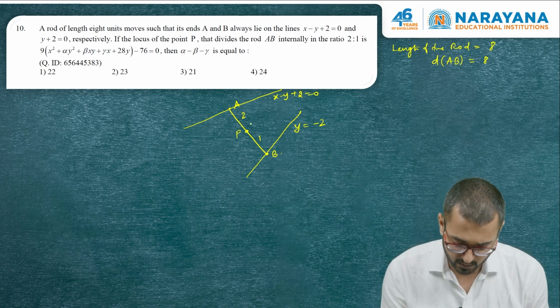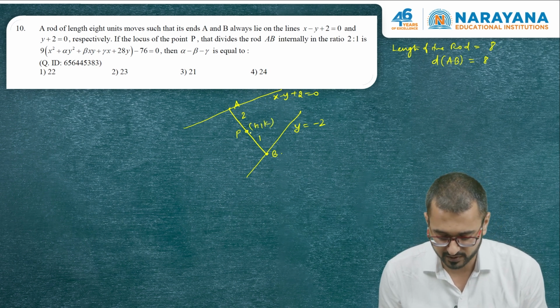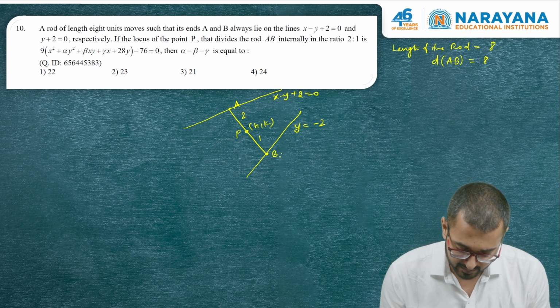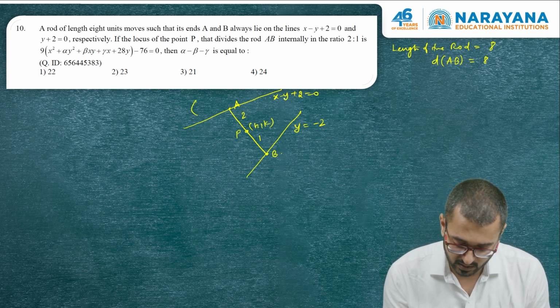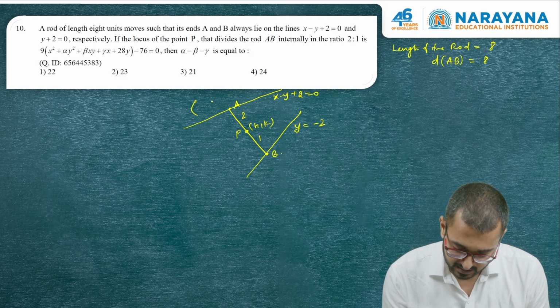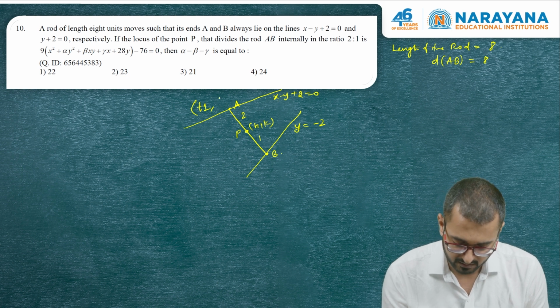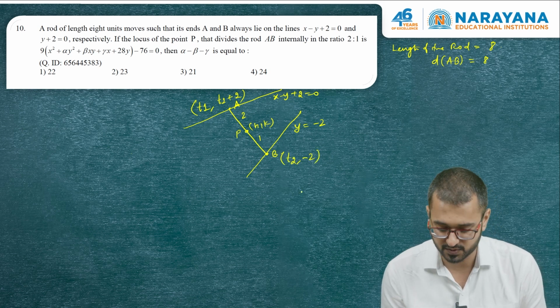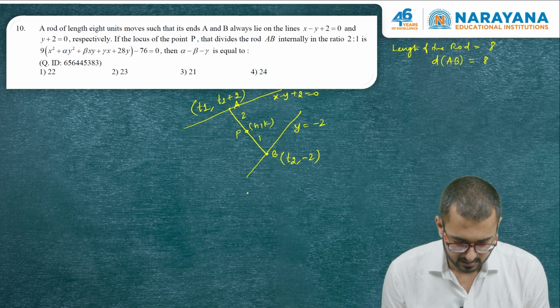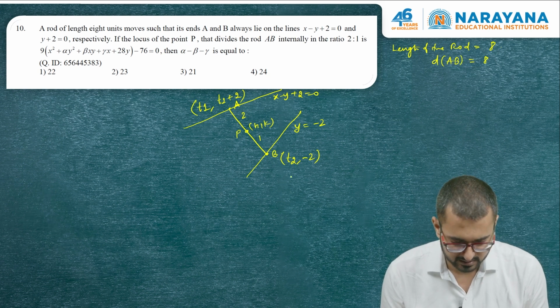So let's assume the locus to be P(h, k), that's how we assume. And now we want A and B, so we'll take the parametric form on this line. Any point on this line can be parameterized by one variable. Say my x is t1. If my x is t1, then y is going to be t1 plus 2, and on this line I'll be taking t2, and y is fixed already, minus 2. So we got this.